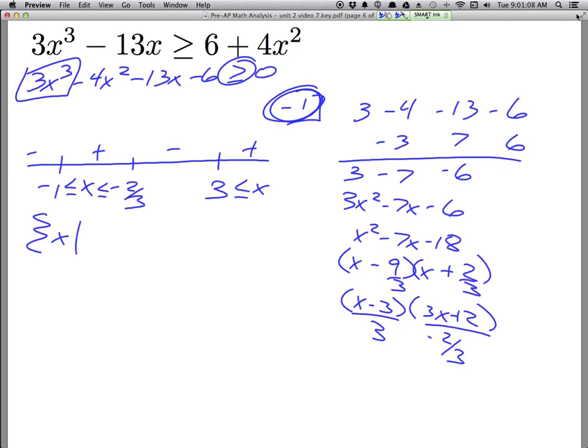So we've got x such that -1 is less than or equal to x, which is less than or equal to -2/3. Since I have 2 x's, what else do I need? I need an or 3 is less than or equal to x.